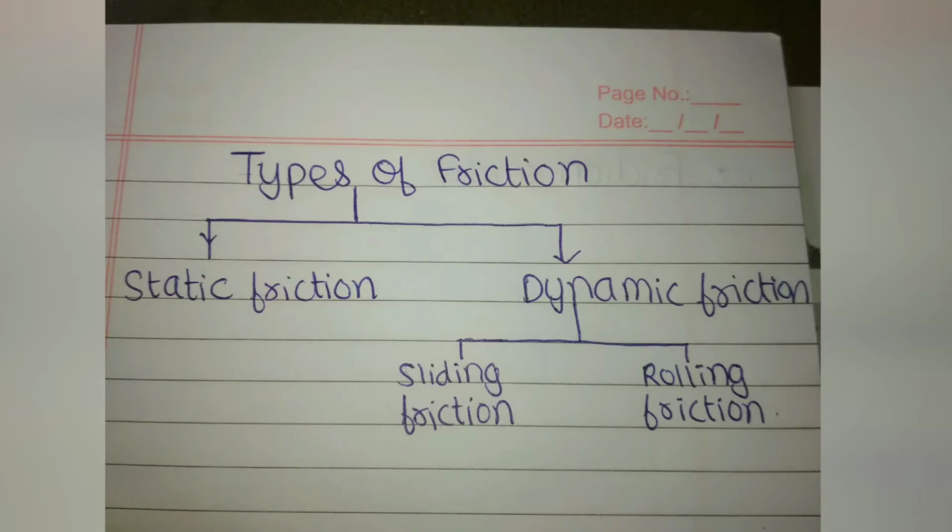Dynamic friction, it is the friction experienced by a body when it is in motion. The dynamic friction is also called kinetic friction and is less than static friction. It includes sliding friction and rolling friction. Now dynamic friction has been divided into two parts: sliding friction and rolling friction.